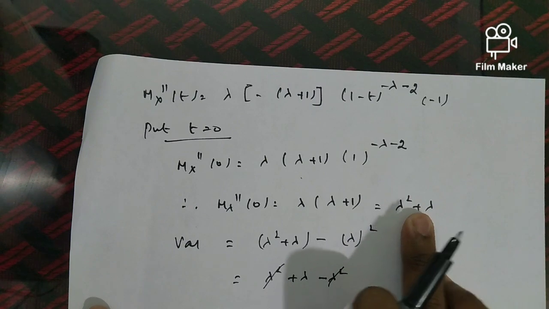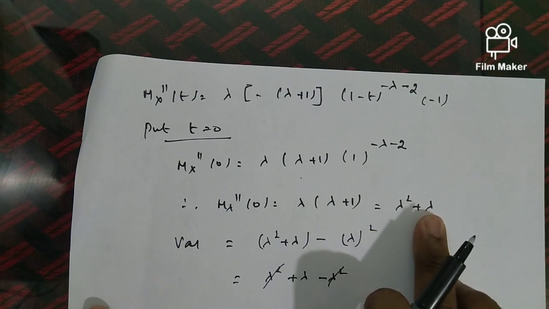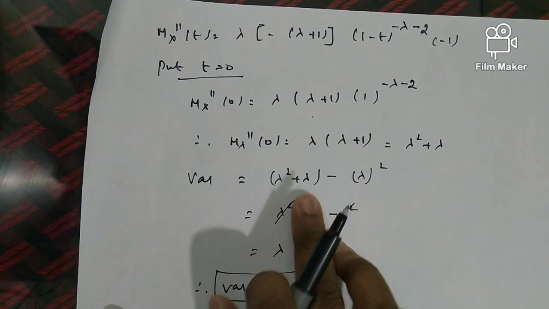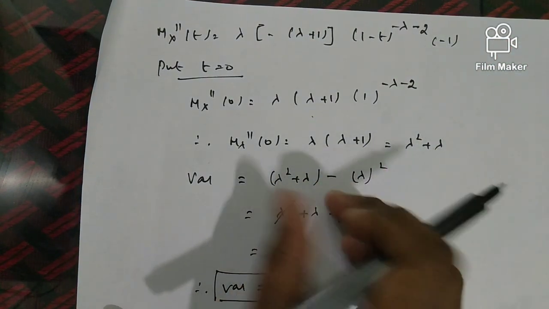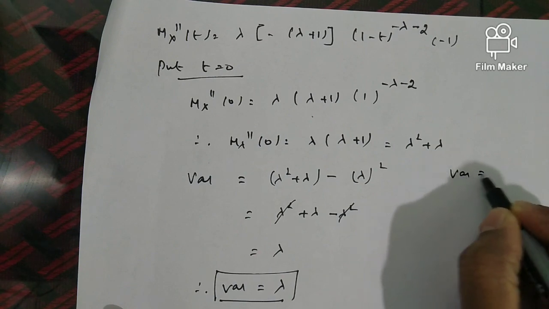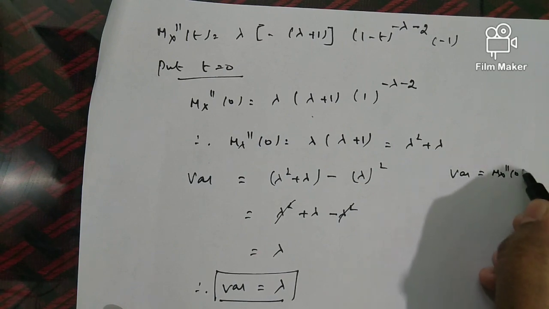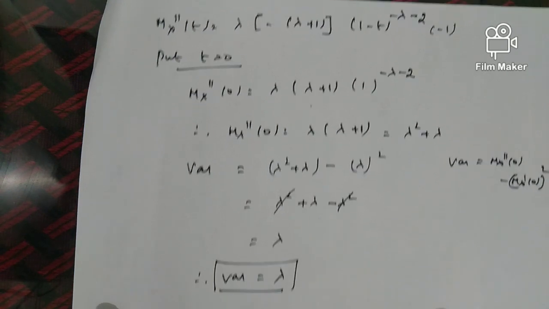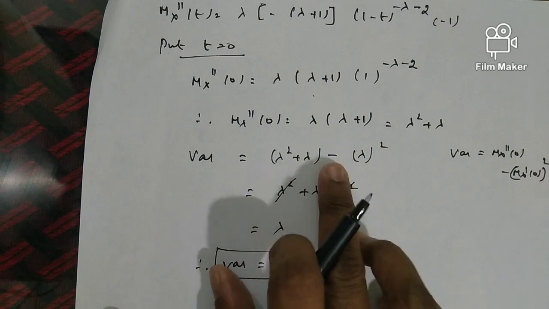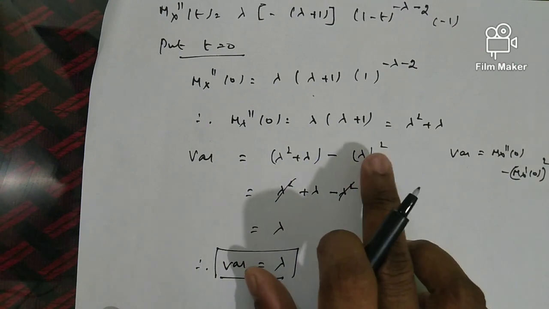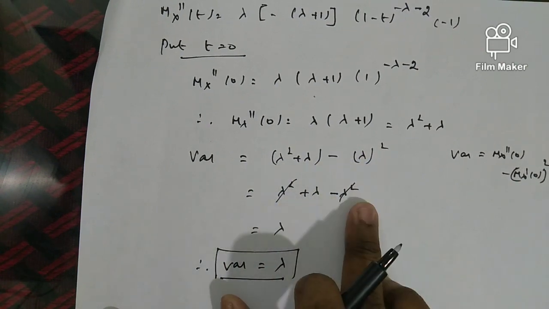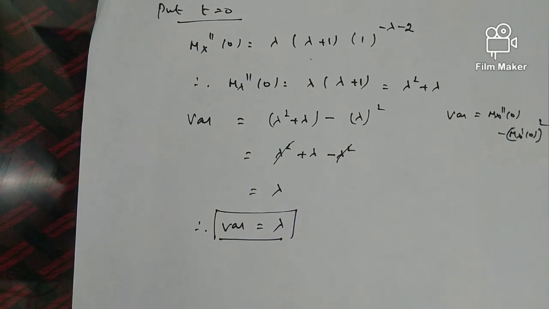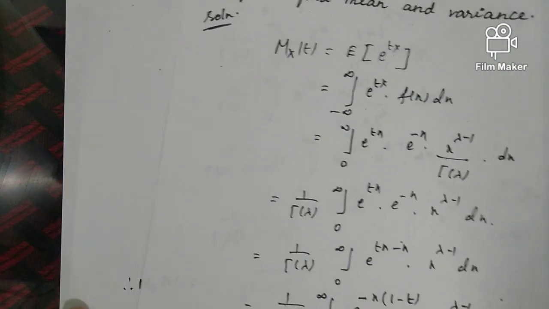This is not our variance. Majority students used to write this as a variance. This is not variance. The variance result we have to substitute, that is mx double dash of 0 minus mx dash of 0 the whole square. This is the result. So in this one, substituting this minus lambda the whole square, because mean is lambda. Lambda square minus lambda square will be cancelled off. We can get variance equal to lambda. So for the geometric distribution, the mean and variance are same.